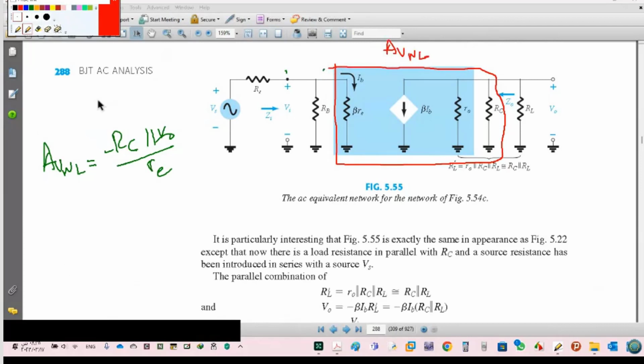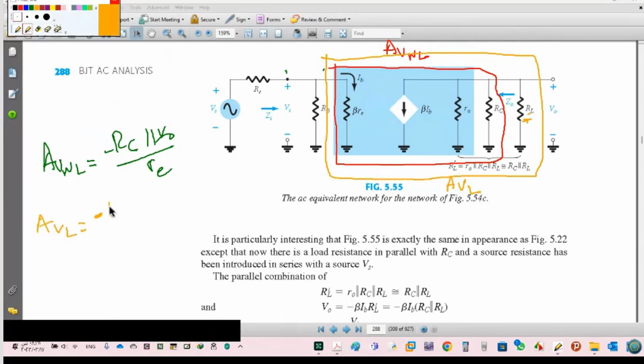Now, I will enter another part, AV load. I entered RL. So AV load, as you see, is minus RC RO RL over RE. Last thing, it is this. I'm going to use this one here. AV is from here to here.